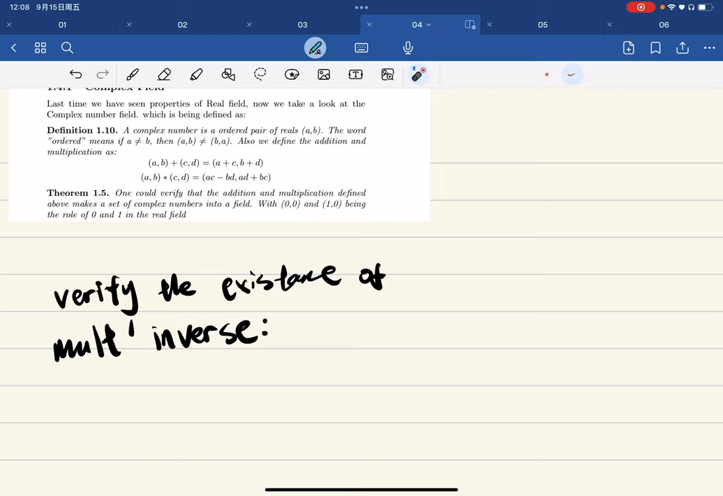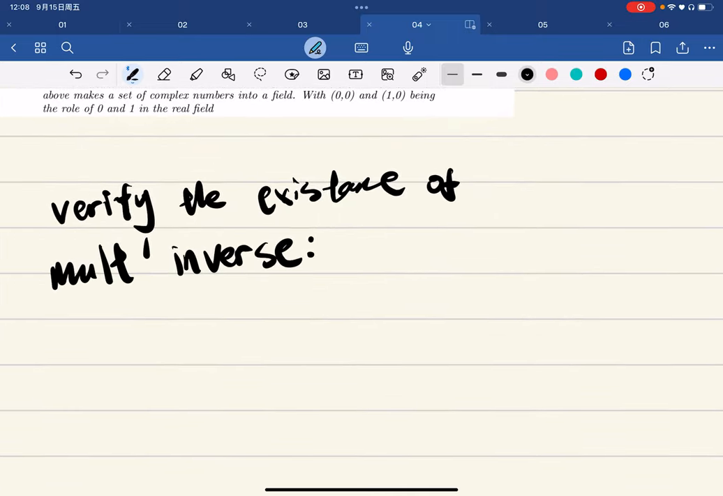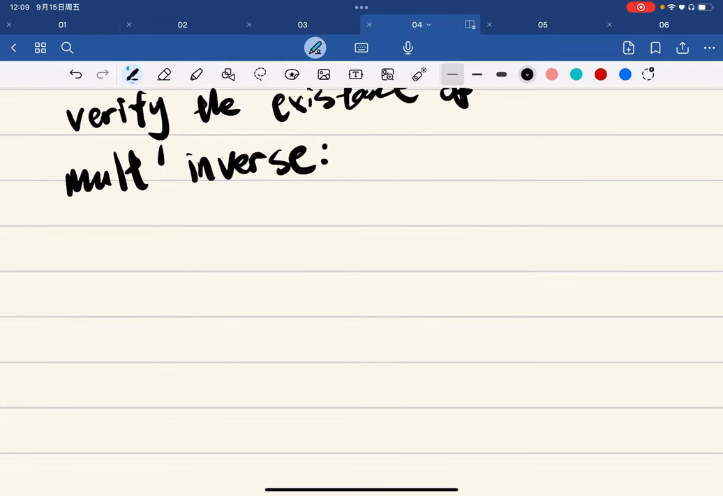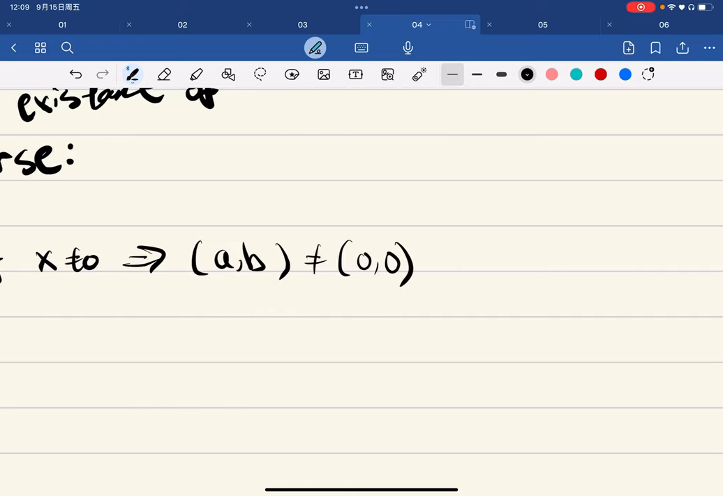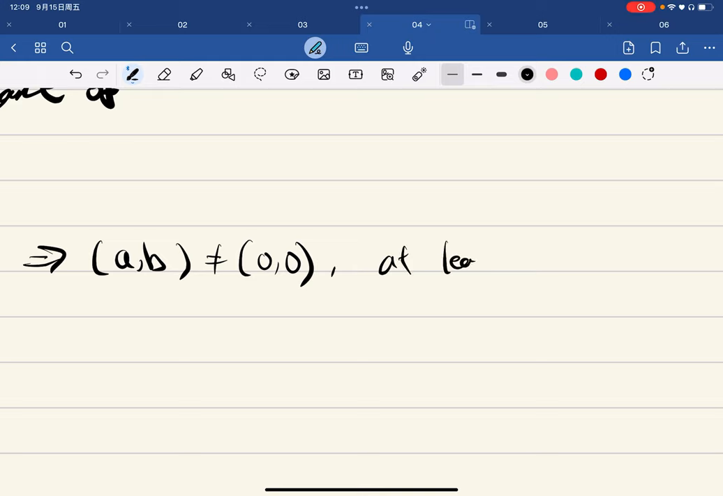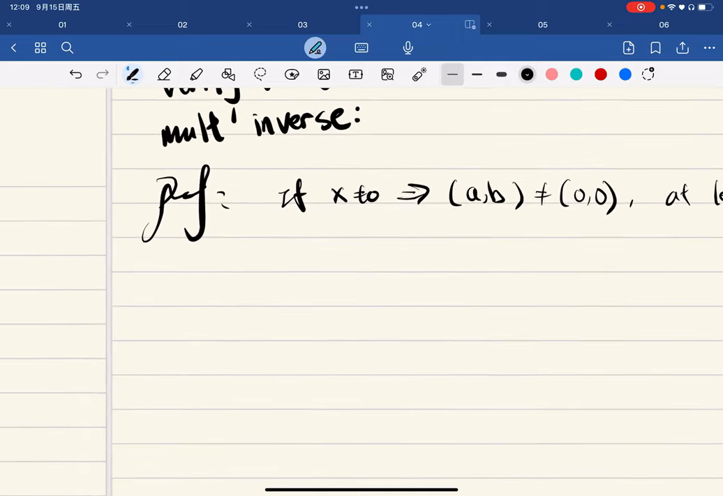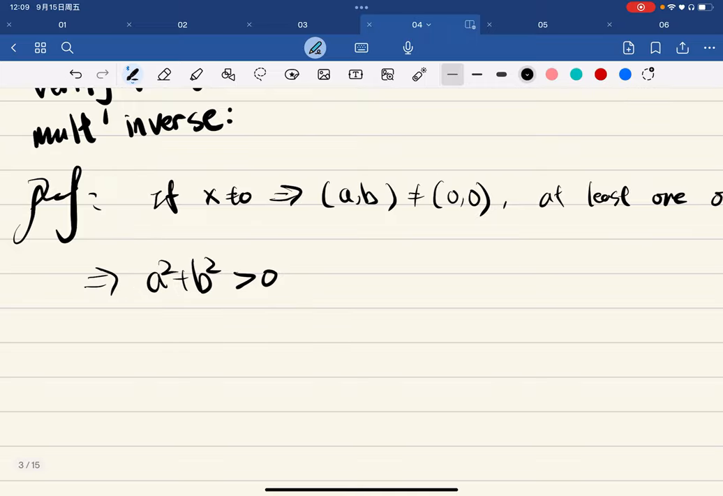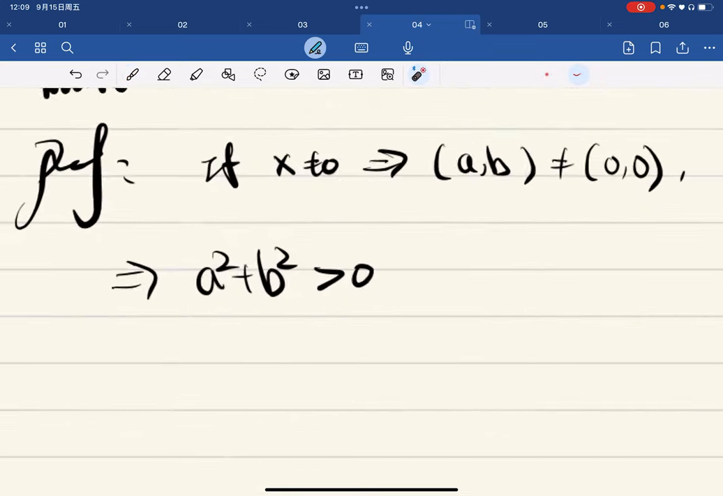Okay. So the proof is straightforward. The interesting thing is to verify the existence of the multiplicative inverse. That's the interesting thing. So if x is not 0, then at least one of a, b is not equal to 0, which means that a squared plus b squared is greater than 0. Because right here we see that if a number is not 0, then its square is greater than 0, and we just use it here.